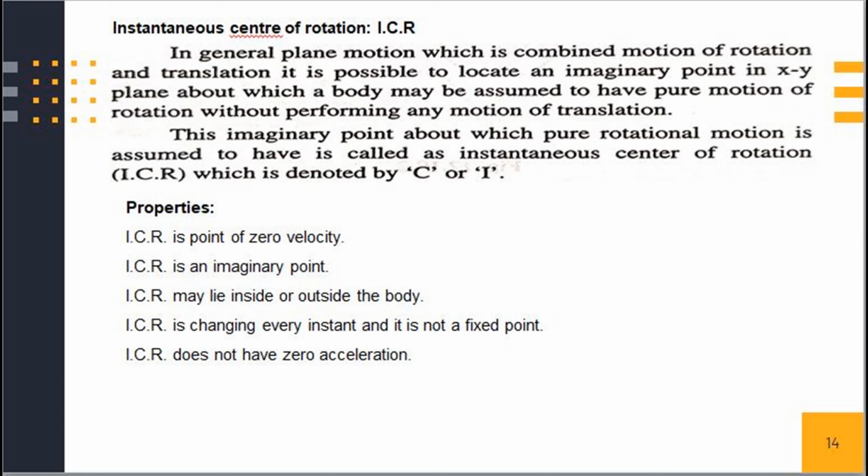Properties of instantaneous center of rotation. Number one, the instantaneous center of rotation is a point of zero velocity. Number two, it is an imaginary point. Number three, it may lie inside or outside the body. Number four, it is changing every instant and is not a fixed point. And number five, the instantaneous center of rotation does not have zero acceleration.